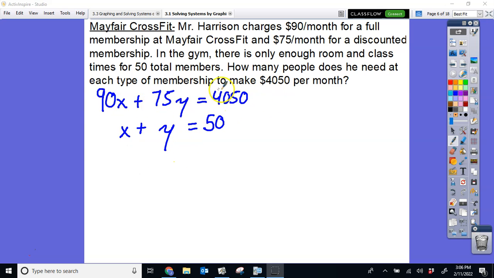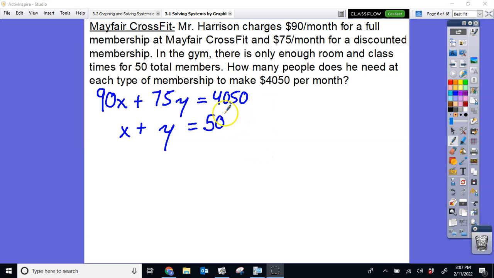One equation here, the top one, deals with the amount of money per membership for a full member and the amount of money per membership for a discounted member. And then we wanted that to be a total of $4,050. Then we had the amount of members at the full membership and the amount of members at the $75 discounted membership. And we wanted the total number of members to be 50. So that was two separate requirements.